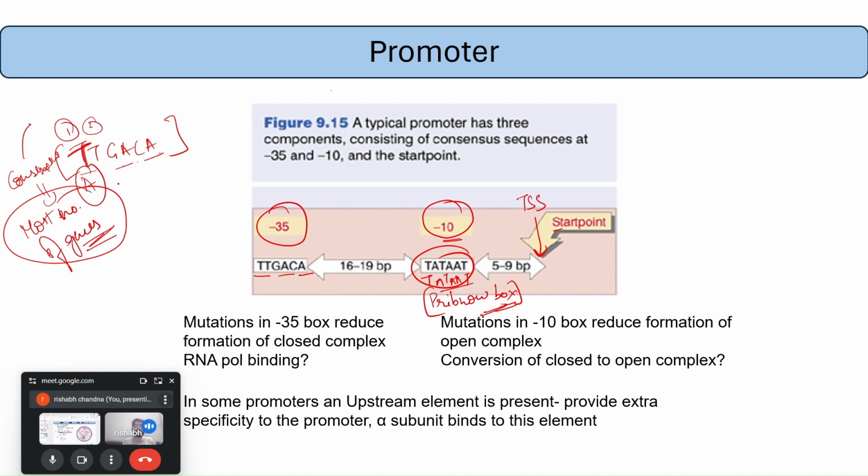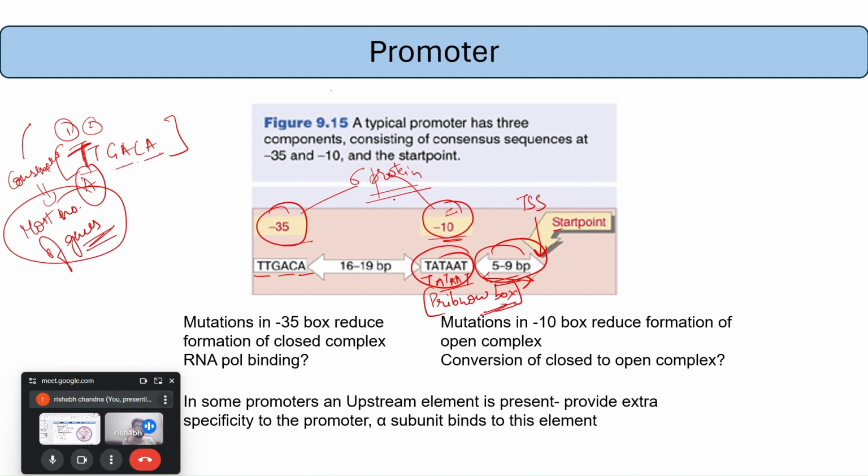And then regarding the positioning of these promoter sequences, the difference between the transcription start site and the minus 10 position is 5 to 9 base pairs, varying in different genes. Then from minus 10 to minus 35 we have 16 to 19 base pairs. These two regions are being recognized by the sigma protein.